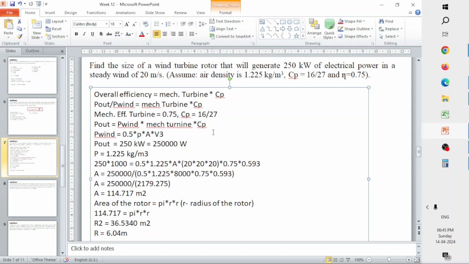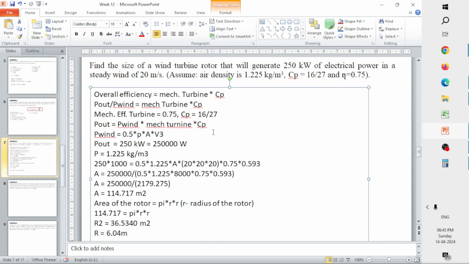So it's just about using this formula: overall efficiency is equal to the power that can be harnessed from the rotor divided by the power available in the rotor, which is equal to the mechanical efficiency of the turbine times the power coefficient. Using this expression, you can play around. They can ask you to calculate any variable here.